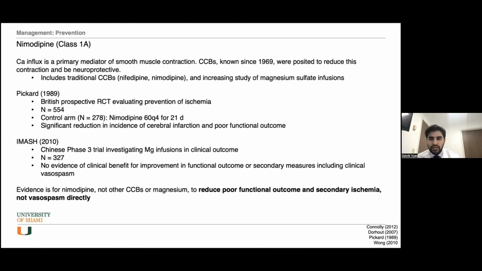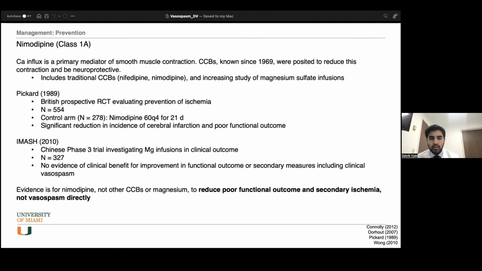Now, I referenced magnesium sulfate just a little while ago, and unfortunately, there was a phase 3 trial done out of China in 2010 called the IMASH trial, which investigated the use of magnesium sulfate infusion in subarachnoid patients, and it found no clinical benefit. Ultimately, though, the big takeaway here is that the use of nimodipine alone, not other calcium channel blockers or magnesium sulfate, is known to reduce poor functional outcome in secondary ischemic events, but it doesn't treat or prevent vasospasm directly. Patients who are getting nimodipine will still develop vasospasm, but their likelihood of having a long-term poor functional outcome will be lower compared to patients who aren't receiving it.